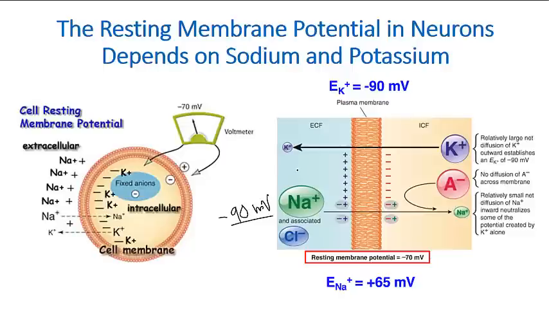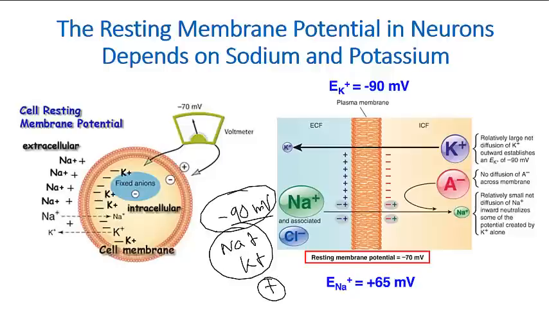The resting membrane potential results from the movement of both sodium and potassium ions, and both of them are positively charged ions, right? So the potential here will be a little bit more positive than minus 90 millivolts, because now not only potassium is moving in but also sodium is moving in, right? So it shifts this resting membrane potential from minus 90 to minus 70 millivolts.